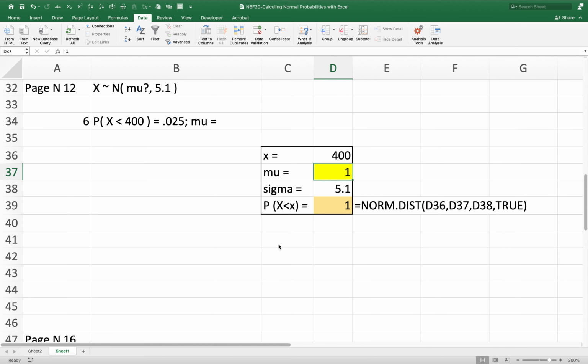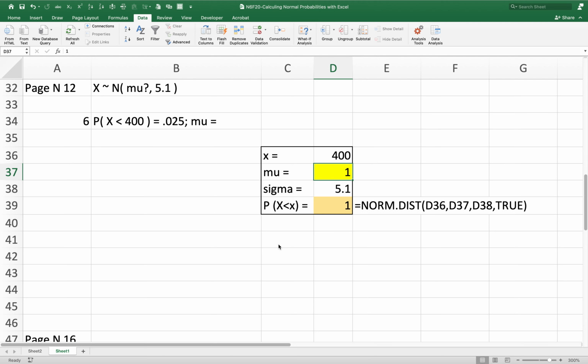Now, right now, I've got just a value of 1 in there. And I could leave that blank, or I could put in my best guess, which is probably going to be close to 400. You know, I could put in 450 or something like that. But it's important that you put in a value.